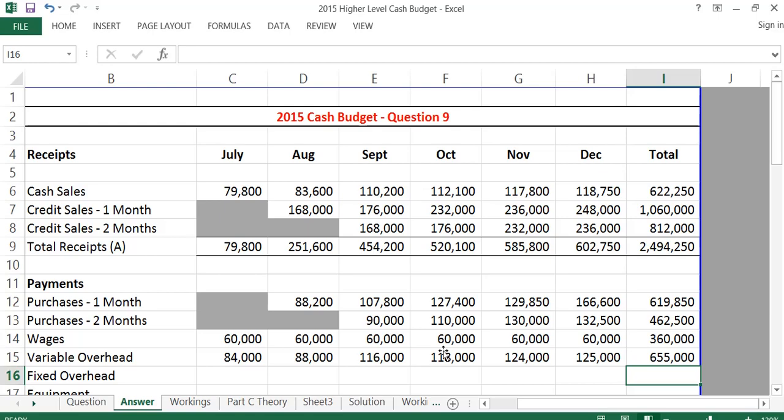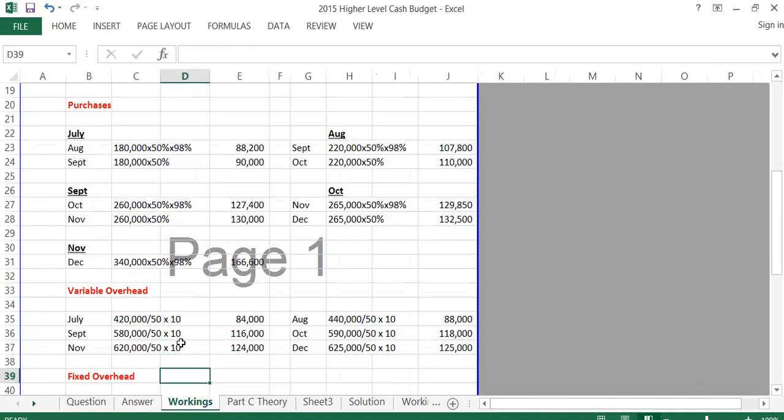Fixed overheads. It says fixed overheads including depreciation of 65,000 per month payable as incurred. Now there's a reason including depreciation is there in brackets. Depreciation is a non-cash item and has to be taken out of the cash budget. So I have to work out the depreciation each month and then take it away from the 65,000. So I'm going to show working again for the fixed overhead.